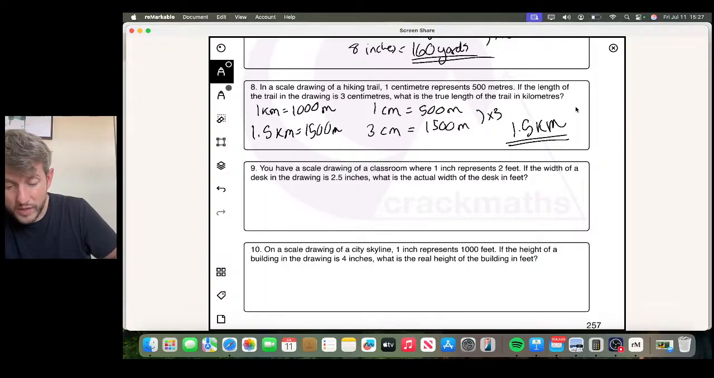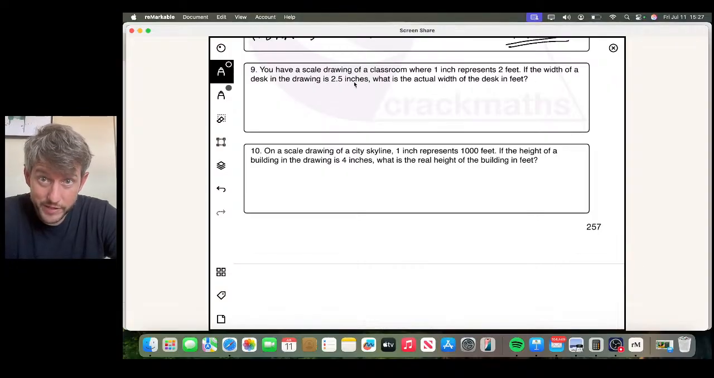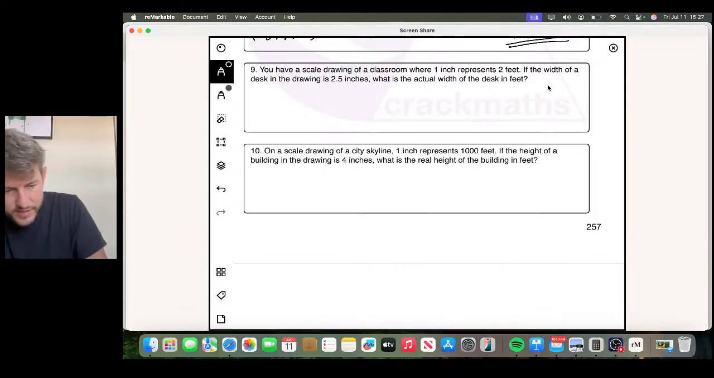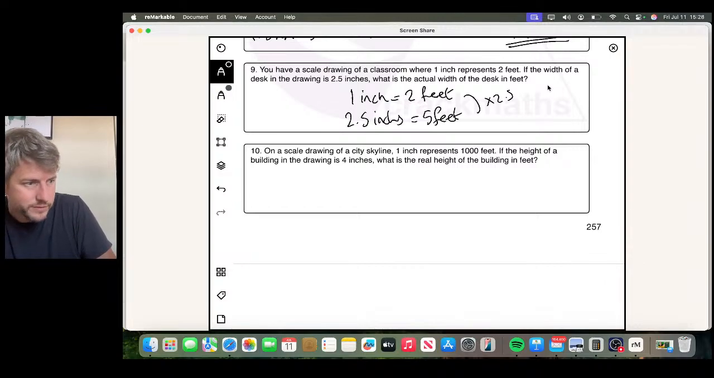Okay, right. Question 9. You have a drawing of a classroom where 1 inch represents 2 feet. If the width of a desk in the drawing is 2.5 inches, what is the actual width of the desk in feet? Okay, so 1 inch equals 2 feet. So we want 2.5 inches. So we have to times this by 2.5. 2 times 2.5 is 5 feet.